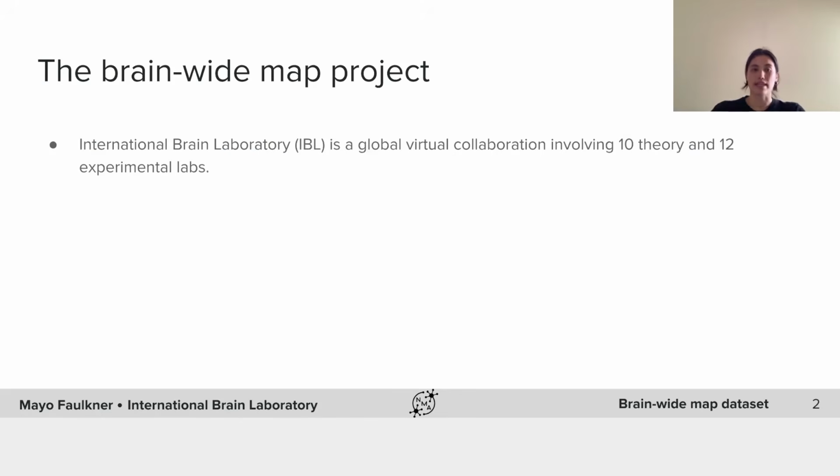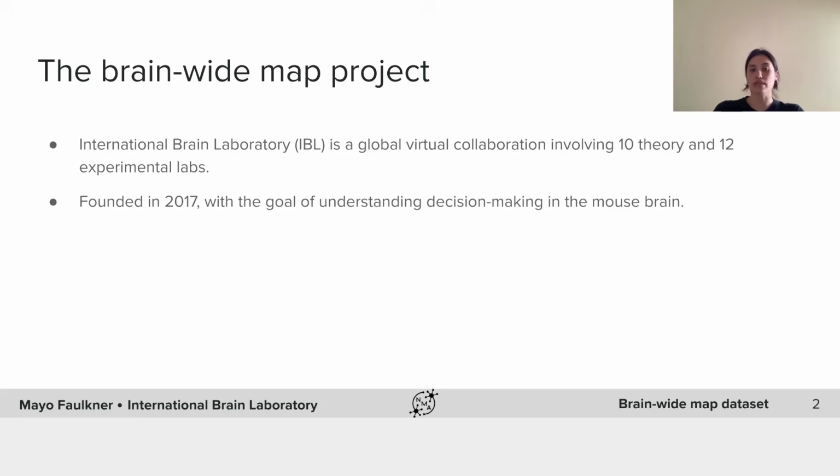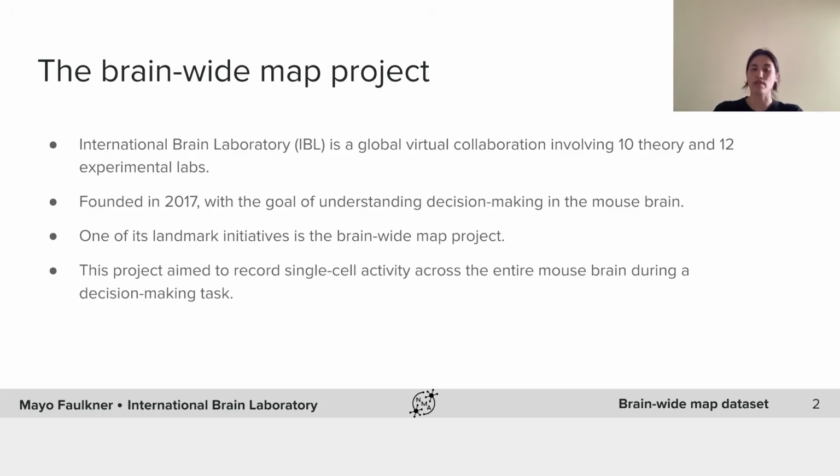This dataset was collected as part of the International Brain Laboratory, which is a global collaboration formed of 10 theory and 12 experimental labs. It was formed in 2017 with the aim of trying to understand decision-making in the mouse brain. One of the platform projects of this collaboration was the Brain-wide Map project, whose aim was to record neural activity at the single cellular resolution throughout the mouse brain during a decision-making task.